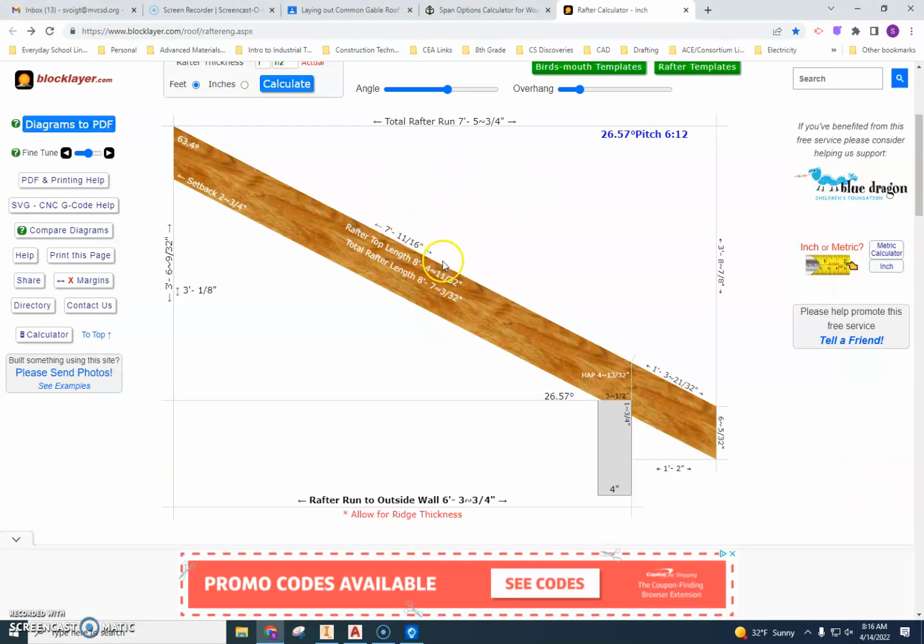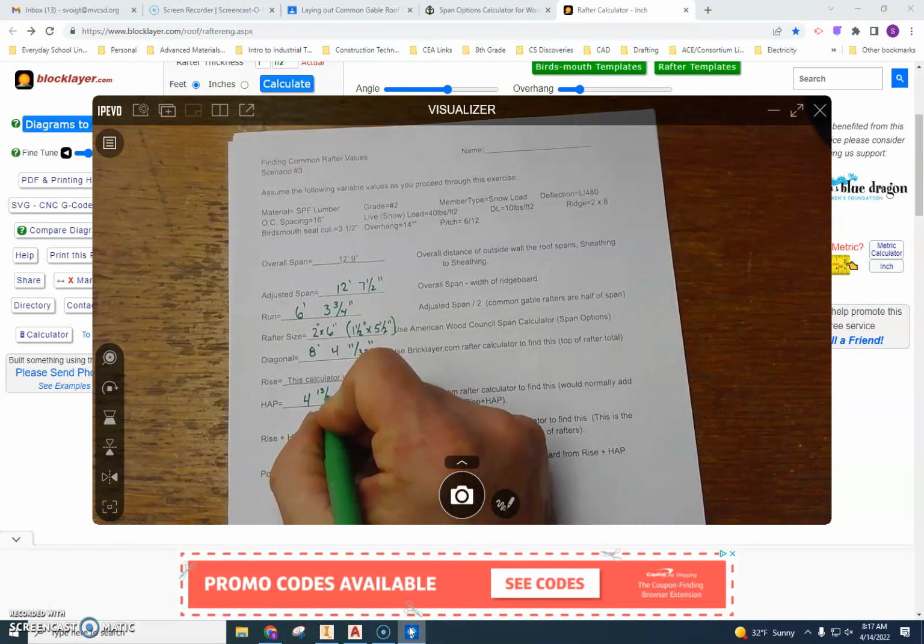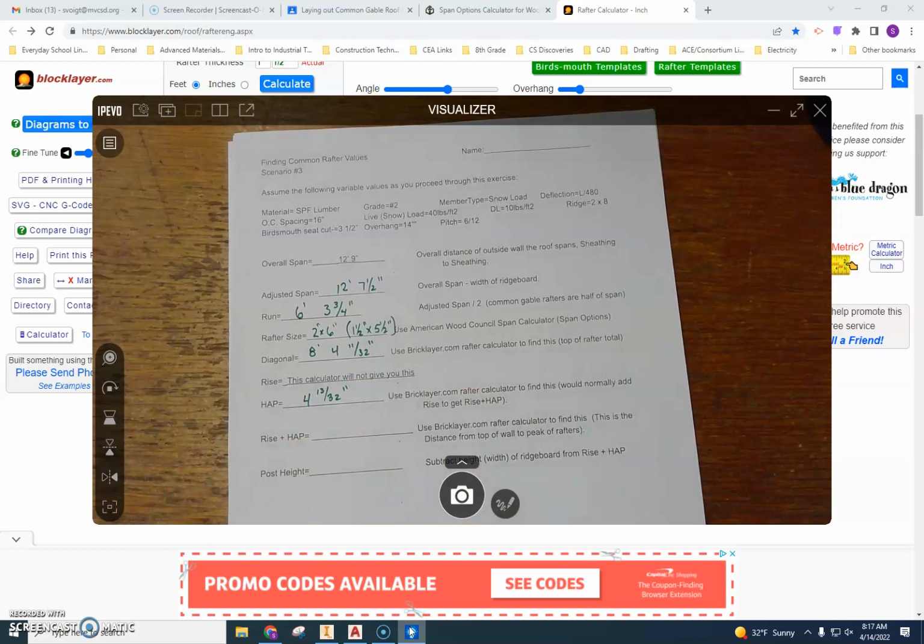Come back over here. This is my HAP. See how when we cut our bird's mouth out of our rafter right here, the distance from the top of that to the top of our rafter is called our height above plate. This is the top of the plate on our wall. So that's 4 and 13/32 inches. Now for us, we just list this, right?